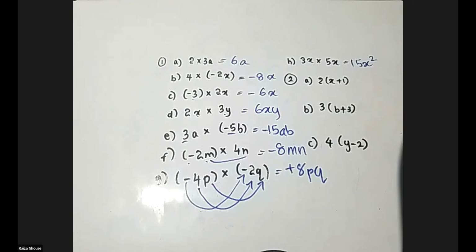And there is one more I have missed, I part. I part answer is minus 15a squared. Minus 15a squared, because positive into negative is negative, a into a is a squared, 5 into 3 is 15.